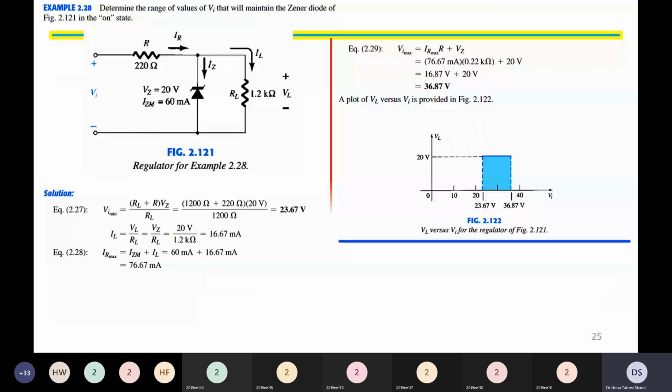So now let us come to example number 2.28. The statement is: determine the range of values of VI that will maintain the Zener diode of figure 2.121 in the on state.